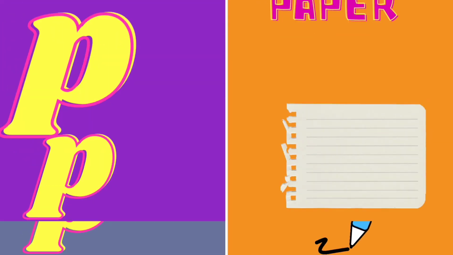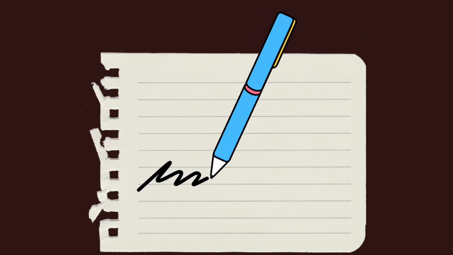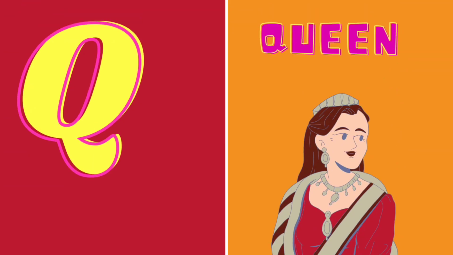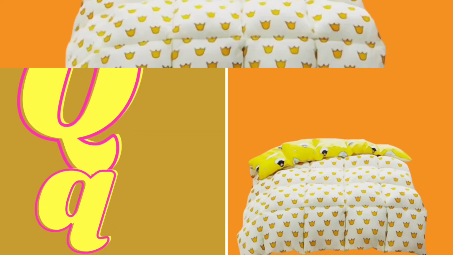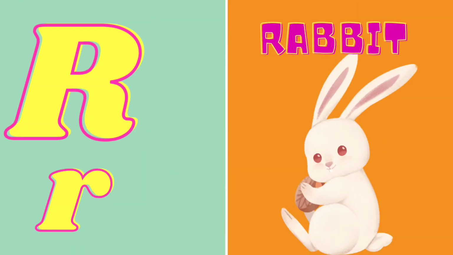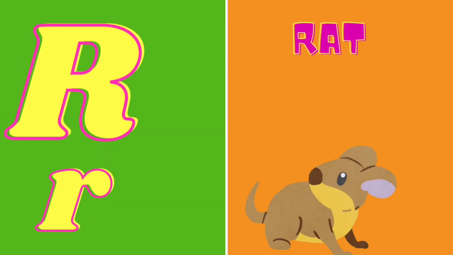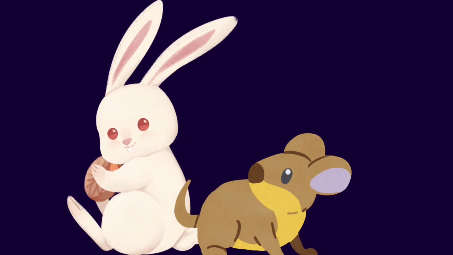P for pen, P for paper, pen paper. Q for queen, Q for quilt, queen quilt. R for rabbit, R for rat, rabbit rat.